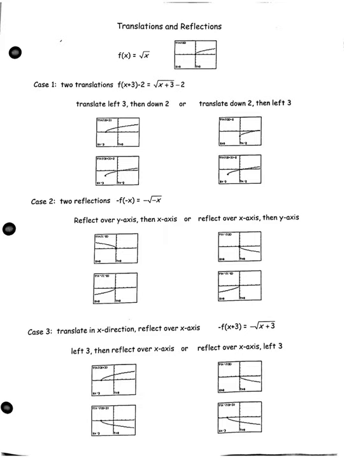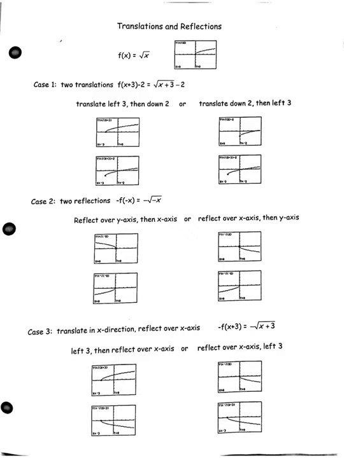Secondly, with 2 reflections, this is a reflection about the y-axis and then reflection about the x-axis. If we did the y-axis first, then the x, we would get this as a graph. If we reflected about the x and then the y, we get the same. So when you have 2 reflections, the order in which you do them does not matter.